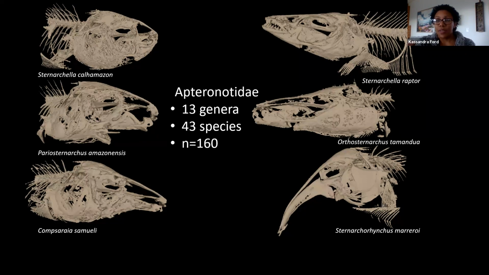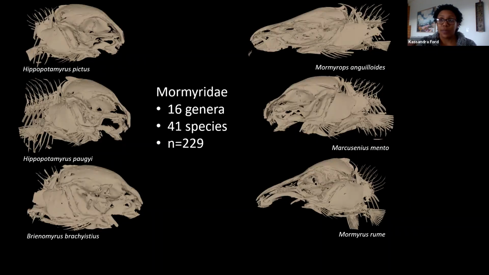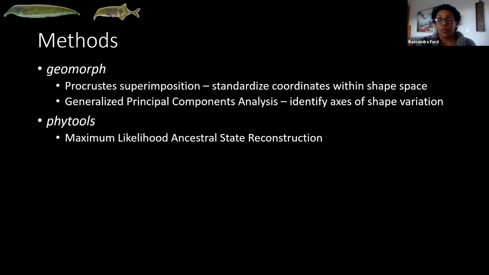In Apteronotidae, I was able to sample 43 species with 160 individuals. And for Mormyridae, I sampled 41 species with 229 individuals. And so moving forward in my methods, I used R packages, geomorph and PhyloTools, to perform a Procrustes superimposition to standardize the coordinates, a generalized principal components analysis to identify axes of shape variation, and then I performed a maximum likelihood ancestral state reconstruction.